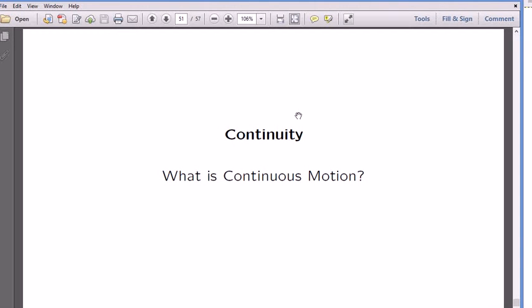So that was the end of section 7.5. Now we're ending 7.6, which is continuity. So let me explain how we started this whole continuity topic at the beginning.